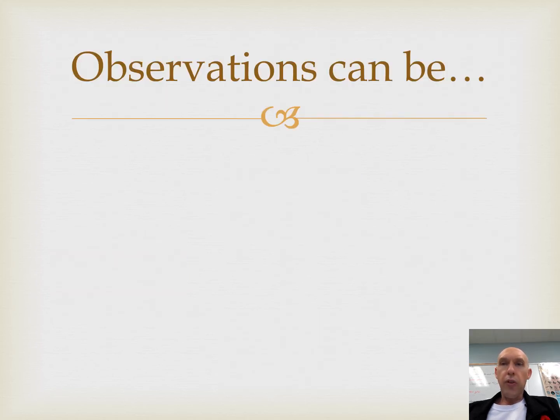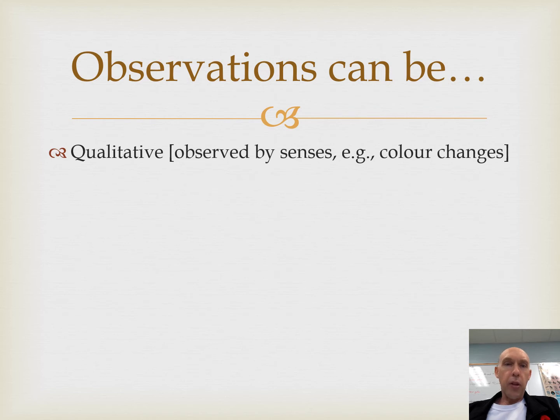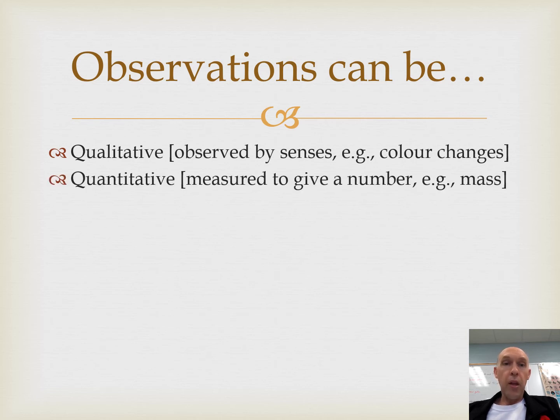Let's talk about what observations can be. First of all, they can be qualitative, using your senses, like a color change, or using tools to extend our senses, like a piece of technology that will actually measure color beyond the visible spectrum. It can be quantitative, which means it's a number associated with it, typically with a unit, like a mass.